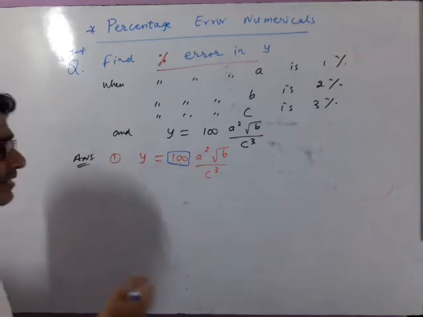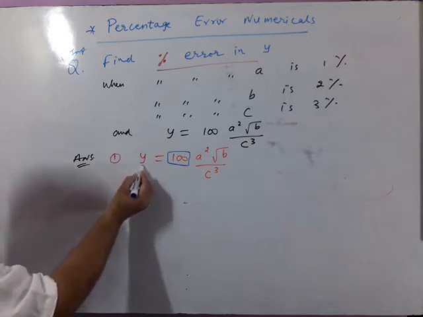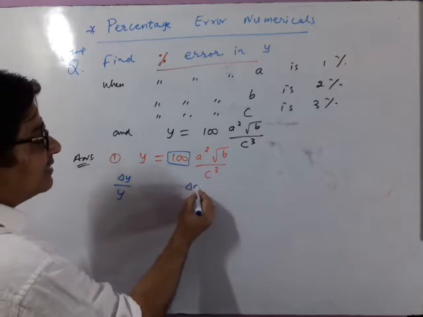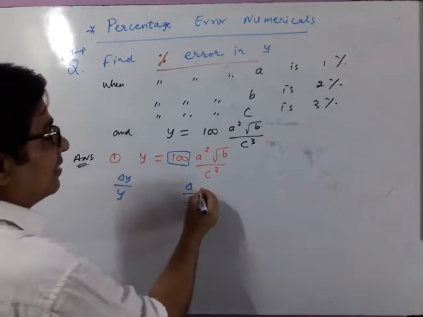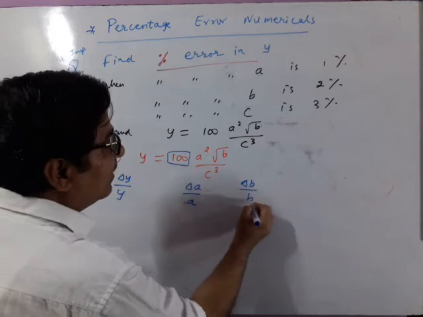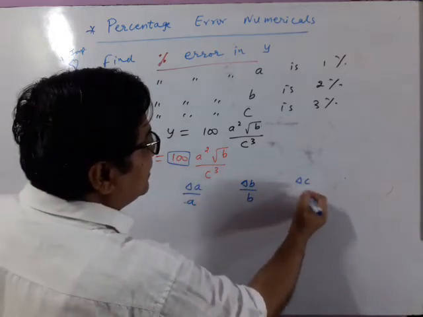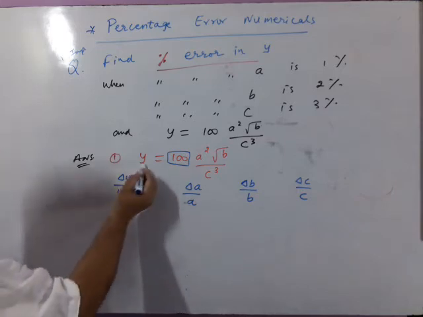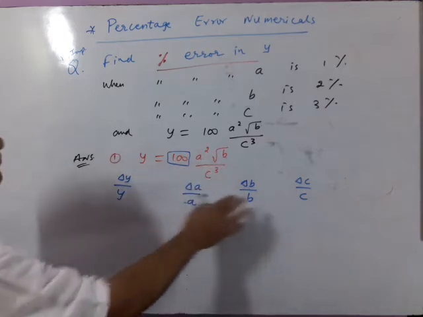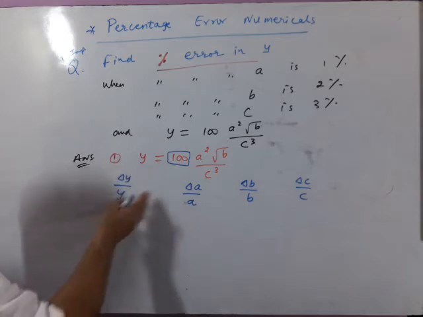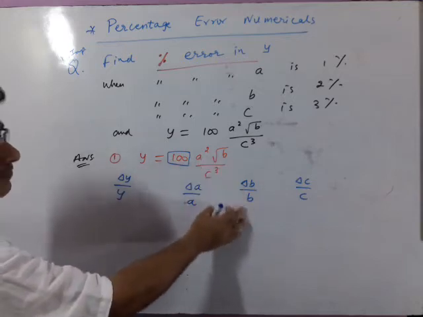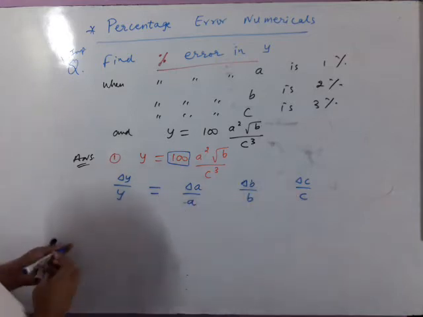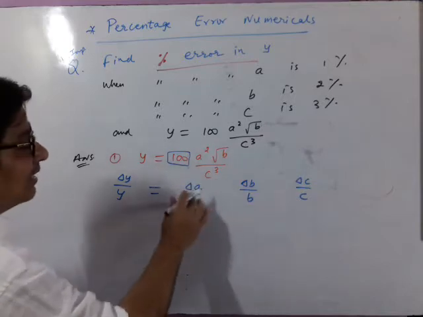Then there is a rhythm, one technique. If it is Y, delta Y by Y. If it is A, delta A by A. If it is B, delta B by B. If it is C, delta C by C. Four parameters are given, so write it 4 times. Y, delta Y by Y; A, delta A by A; B; C, delta C by C. Then put an equal to sign, whether they are multiplied or divided.